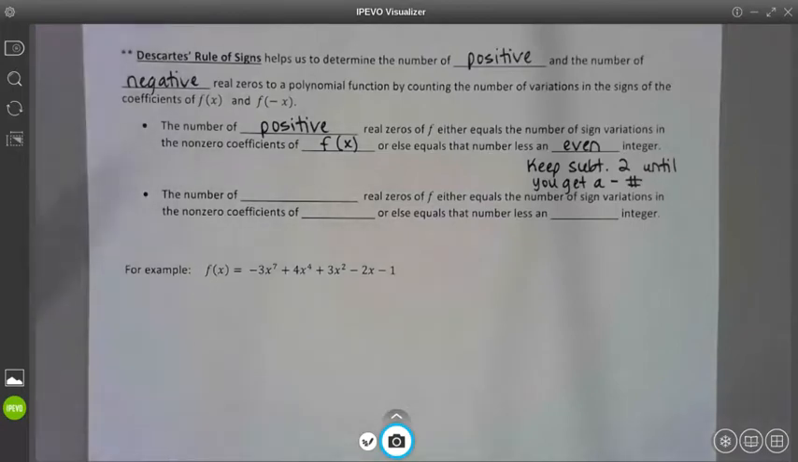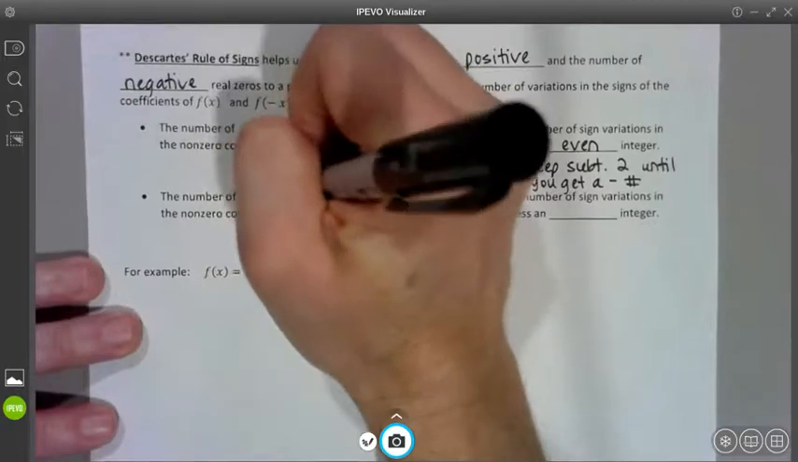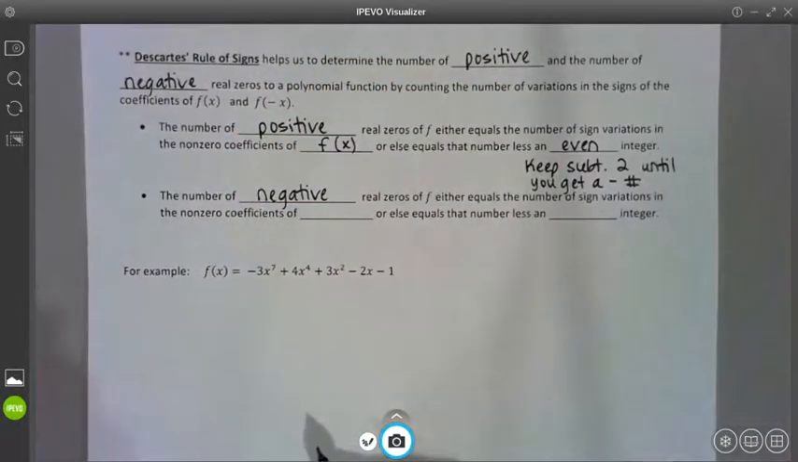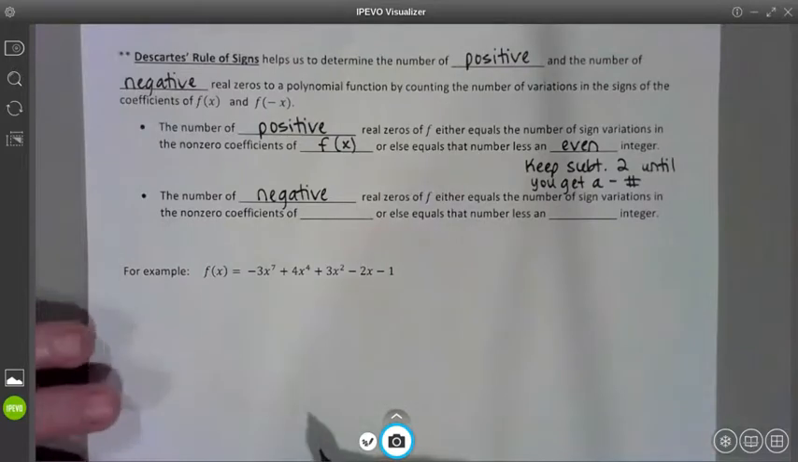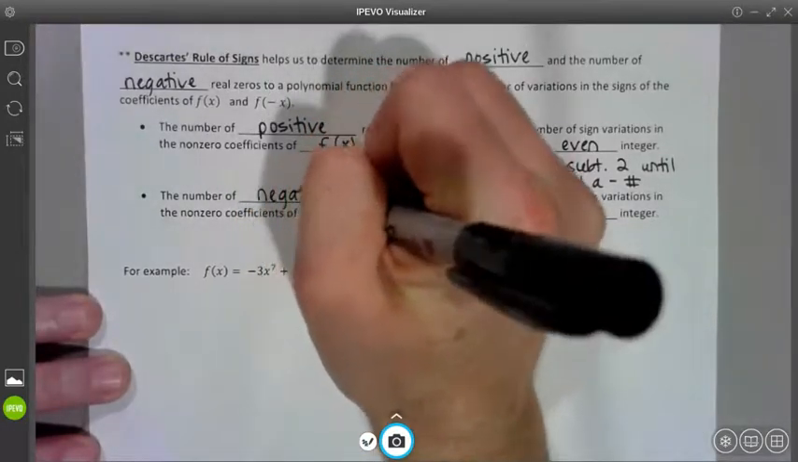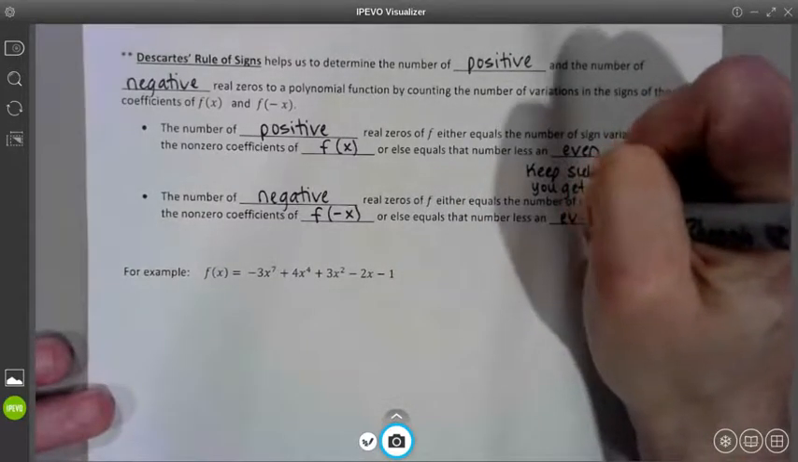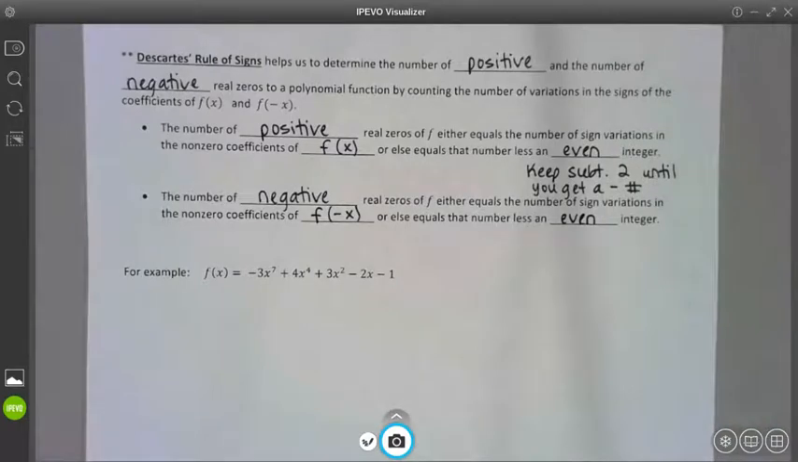All right. Now, according to Descartes' rule of signs, the number of negative real zeros of f either equals the number of sign variations in the non-zero coefficients of f of the opposite of x, or else equals that number less an even integer, which again just means you're going to keep subtracting 2 until you get to a negative number. Okay, so watch. You're just going to count the number of times the coefficient changes signs from left to right.